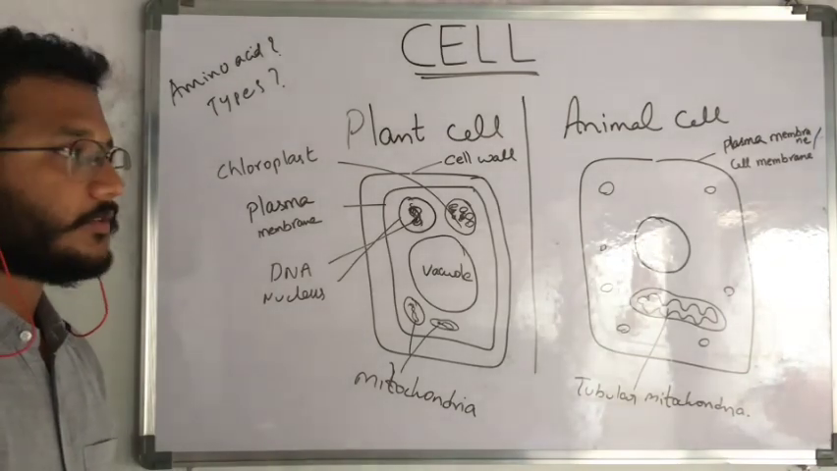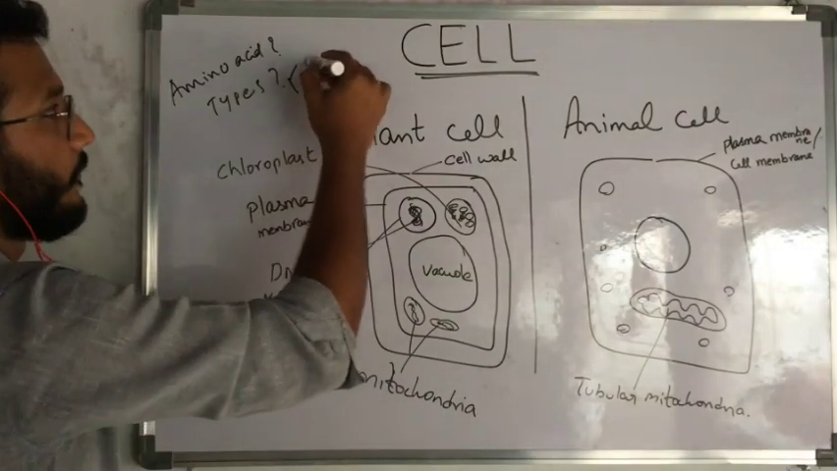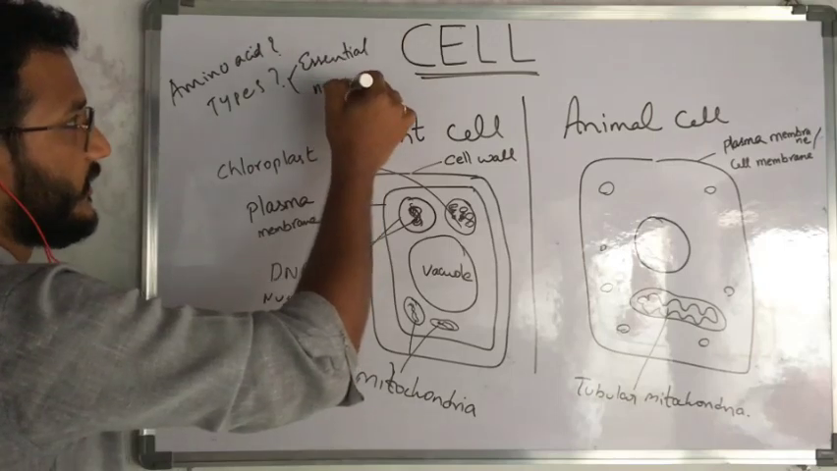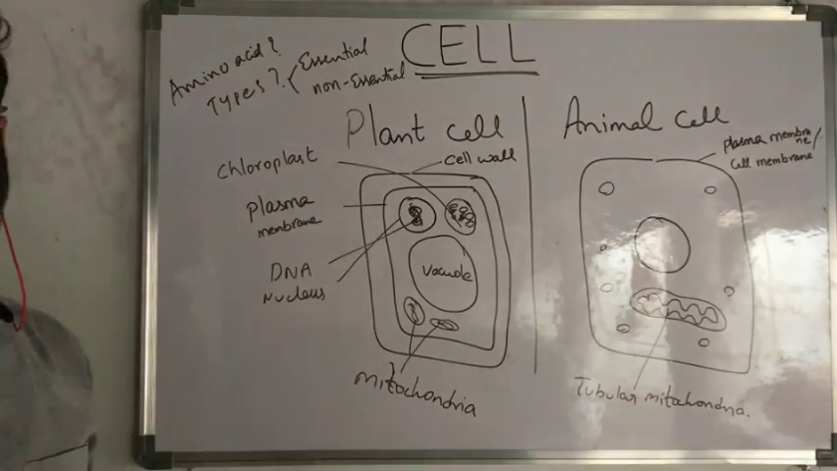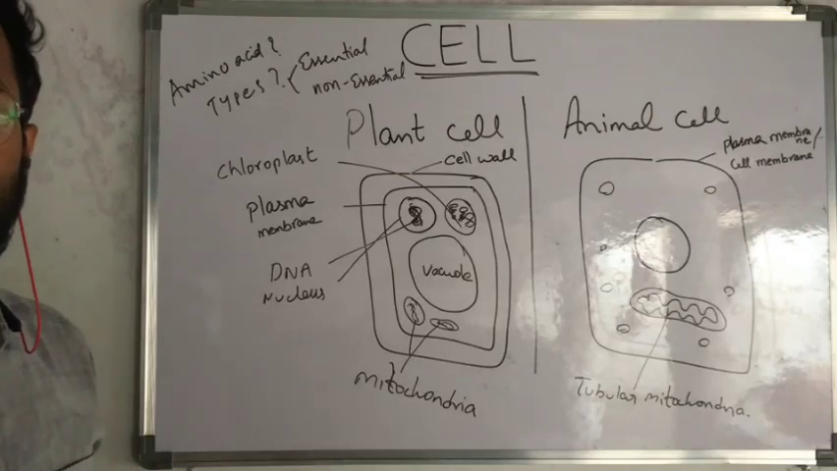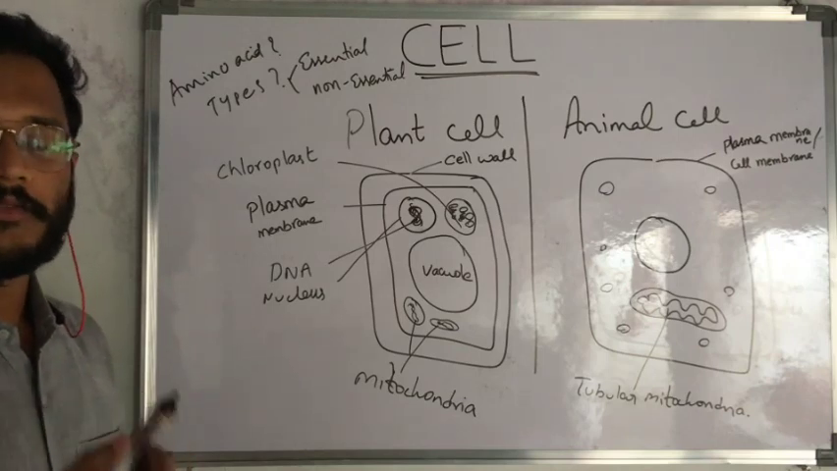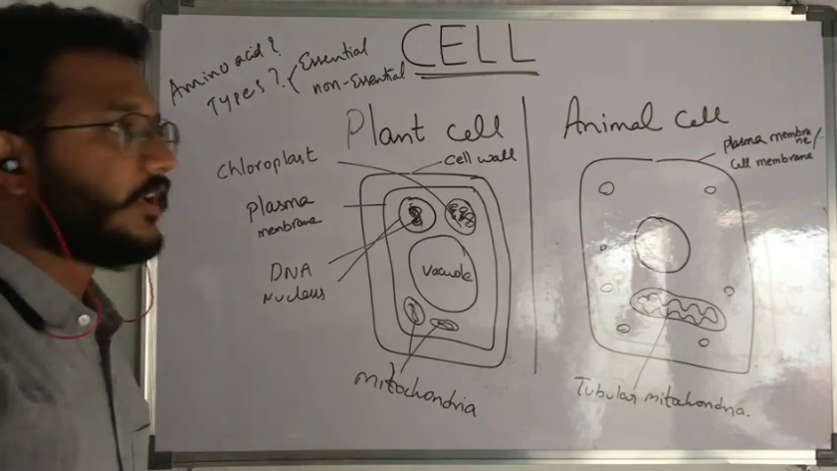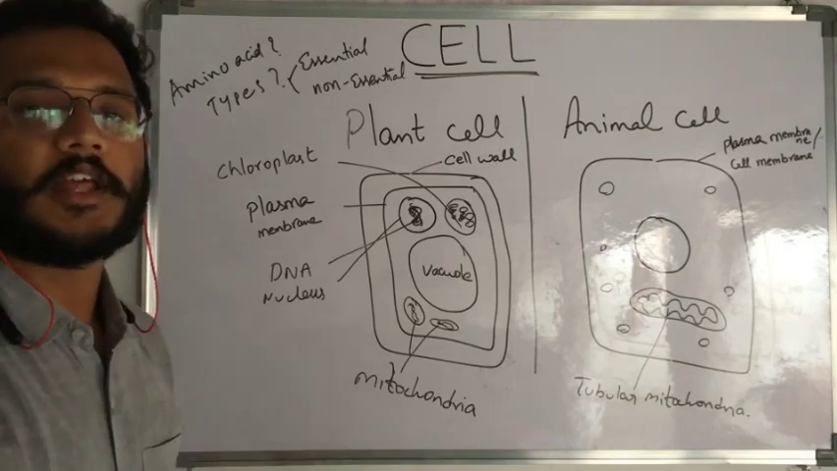We will see. There are mainly two types: essential amino acids and non-essential amino acids. We will discuss briefly here and elaborately in the chapter on biomolecules. There we will see the structure of each and every amino acid. So here we can synthesize only a few types, but plants can synthesize all types of amino acids.